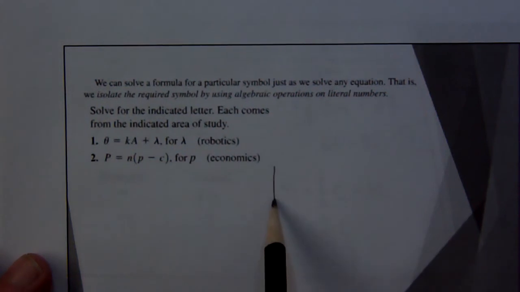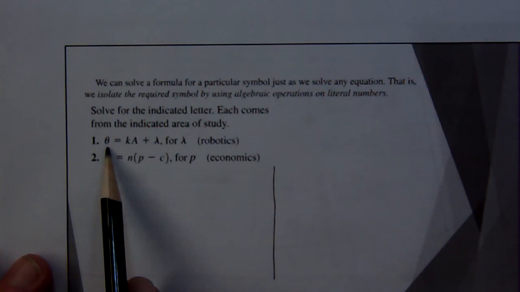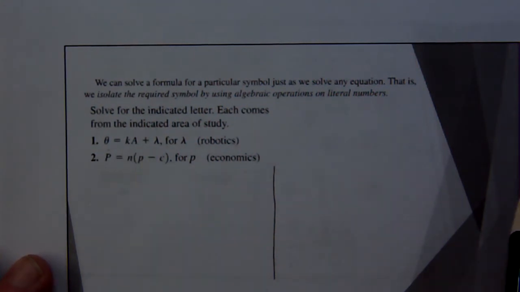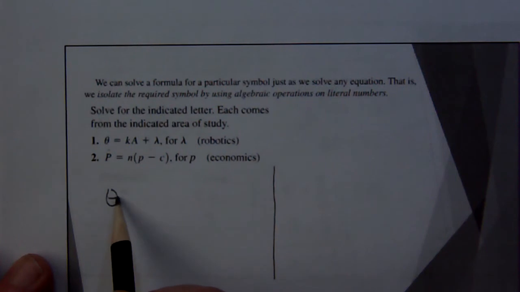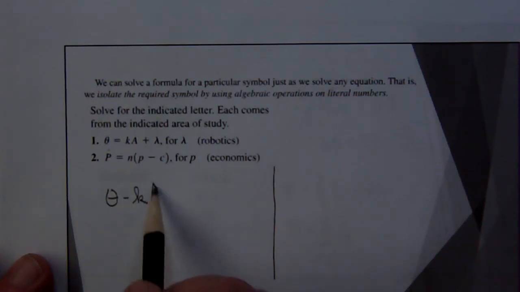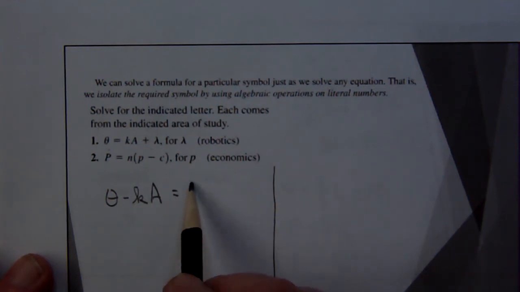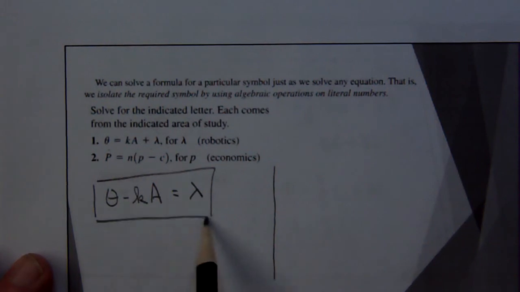In the first problem, I have theta is equal to k times a plus lambda. This is an equation that comes up apparently in robotics, but I want to solve for lambda. So what I'm going to do is subtract Ka from both sides, and then I'm going to have theta minus Ka equal to lambda, and that's the end of the story because I have lambda all by itself.